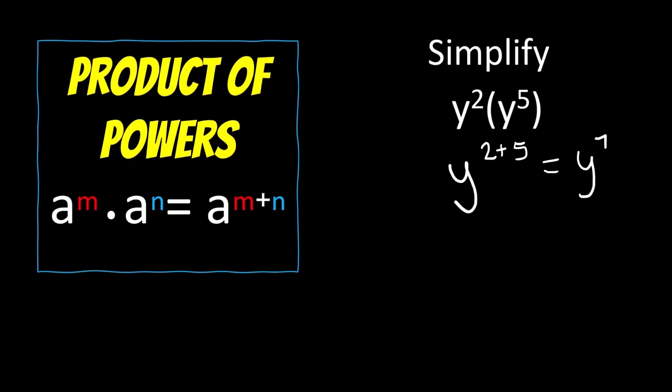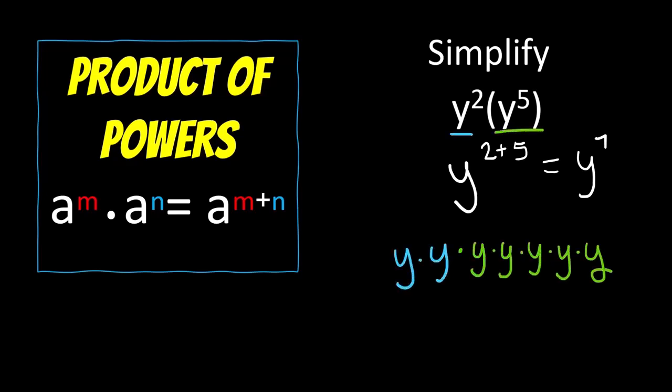Now, that's the shortcut. Here's the reason why that works. You have y squared, which is 2 y's multiplied together, being multiplied times y to the fifth, which is 5 more y's. Count those all up. That would be y to the seventh. If you don't remember rules, you can always do expansions like this, but the little rules are shortcuts, and it makes your life just a little bit easier.